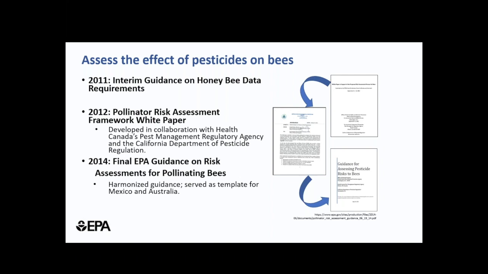Based on that white paper, input from the Scientific Advisory Panel, and additional guidance documents generated through the European Food Safety Authority, EPA, Canada's Pest Management Regulatory Agency, and California Department of Pesticide Regulation released the harmonized guidance for assessing pesticide risk to bees in 2014. This guidance was considered by Environment Australia in their development of a roadmap for assessing risks of pesticides to bees, and the guidance has subsequently been translated into Spanish for consideration as a US, Mexico, and Canada harmonized guidance document.